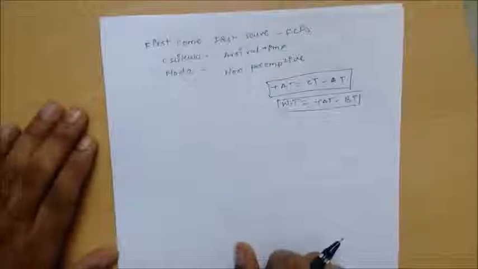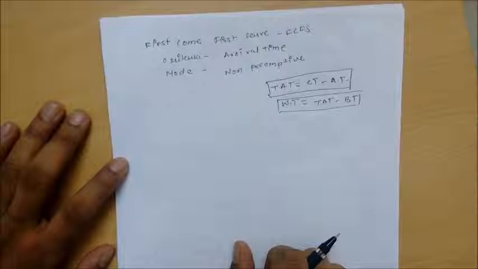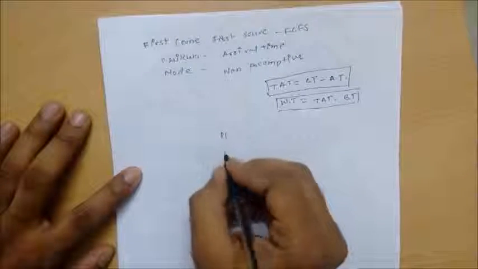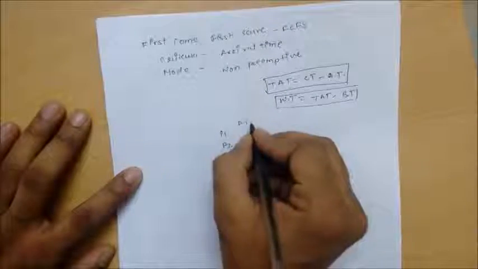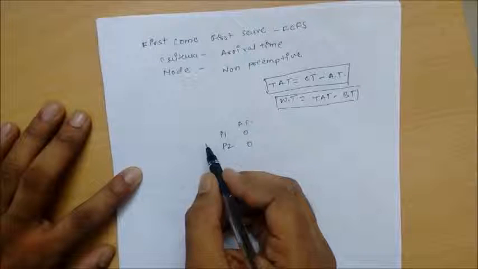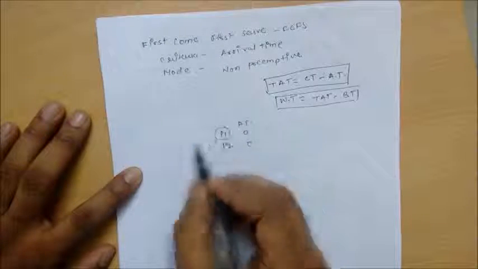Suppose arrival time matches, more than one process comes together at the same time, then we have to schedule the process which is having lower process ID. Suppose there are processes P1 and P2 and their arrival time is same, but process P1 is having lower process ID, then we will schedule process P1.